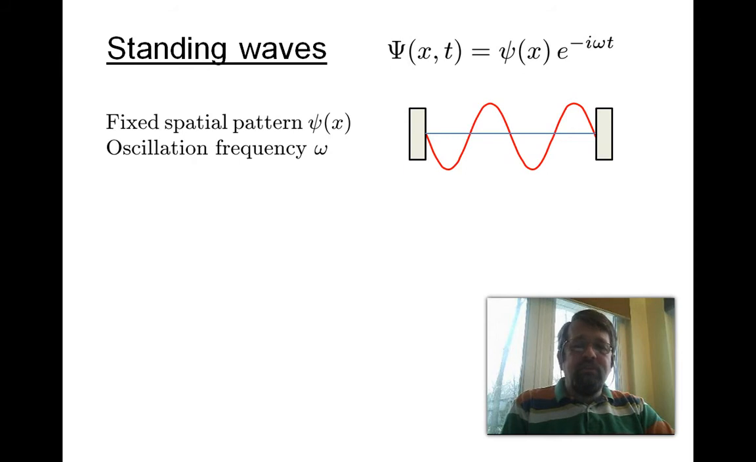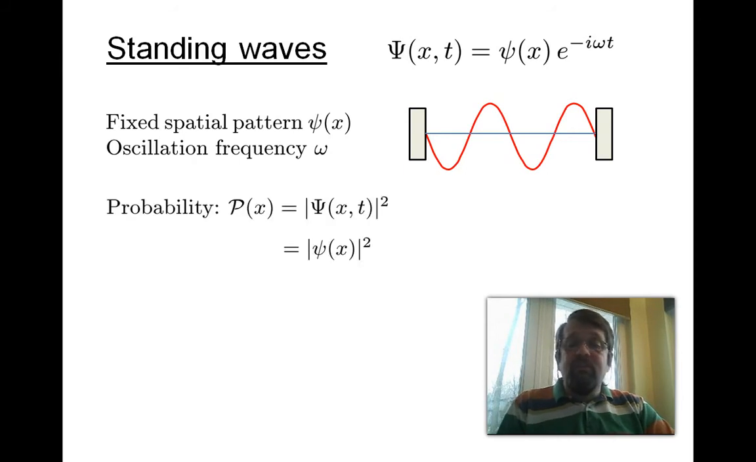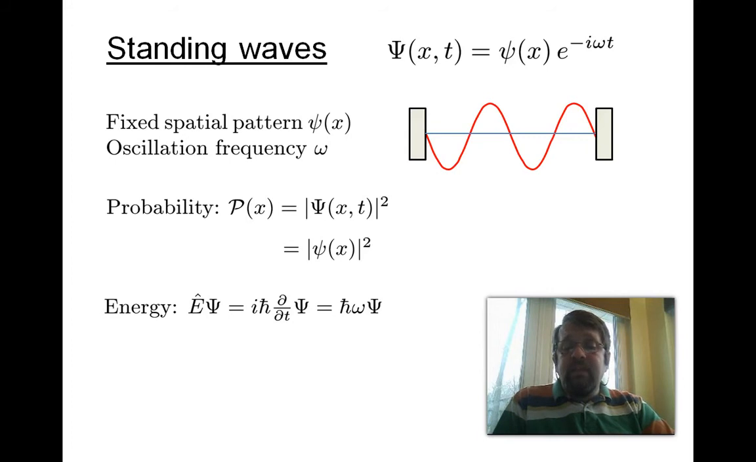So what happens for standing waves in quantum theory? Well, the first thing that we notice is that the probability density for the particle is the square of the magnitude of the wave function. But when we look at this kind of wave function, we find out that there is no time dependence in the probability density. It's just the square of the spatial pattern, and it doesn't depend on time. None of the probabilities change over time when we look at where things are likely to be found. And similarly, if we look at the energy operator acting on a standing wave, then we just get a factor of h bar omega times psi. So the energy of this standing wave is just h bar times its omega. Its oscillation frequency is simply related to its energy.